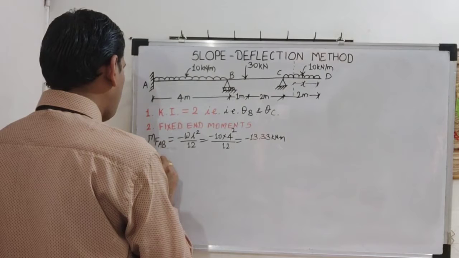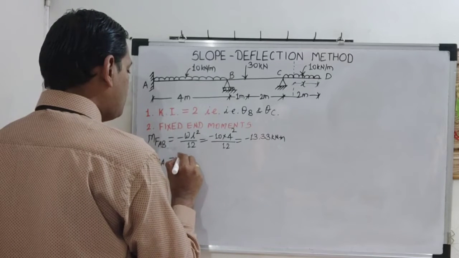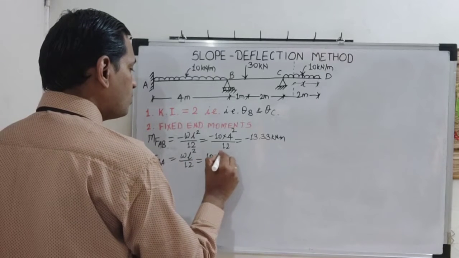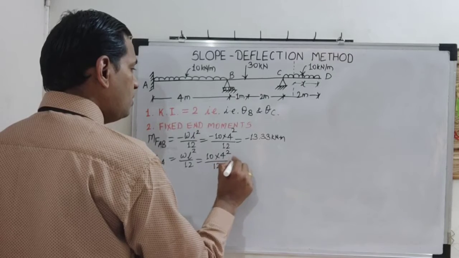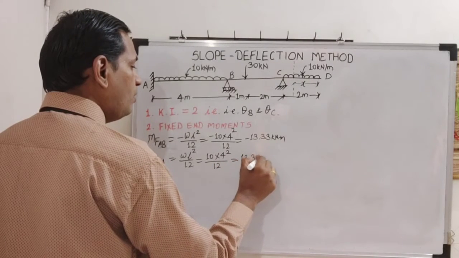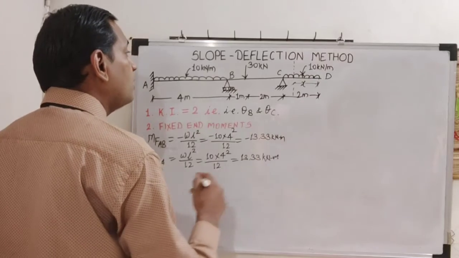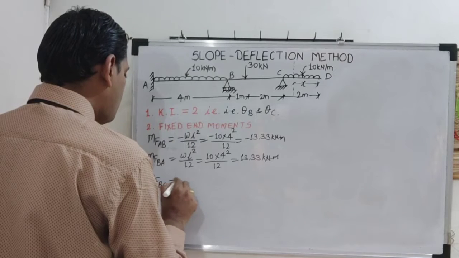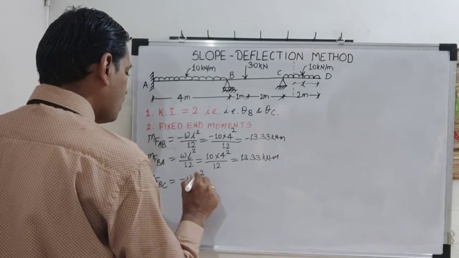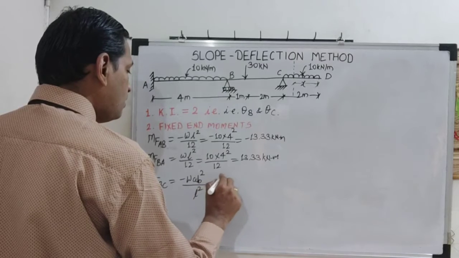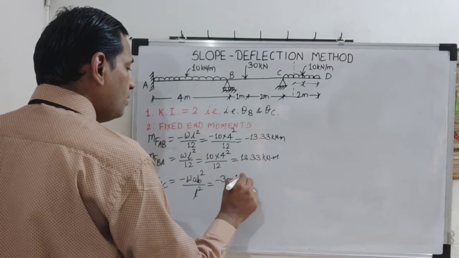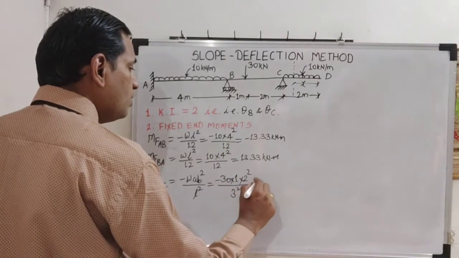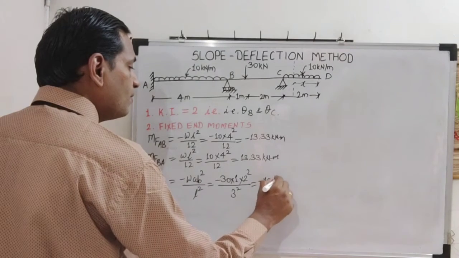MFBA is plus WL square by 12, so plus 10 into 4 square upon 12. The answer is plus 13.33 kilonewton meter. Then MFBC. What is MFBC? It is subjected to an eccentric point load, so minus W a b square upon L square. So minus 30 into 1 into 2 square upon 3 square. This is again minus 13.33 kilonewton meter.